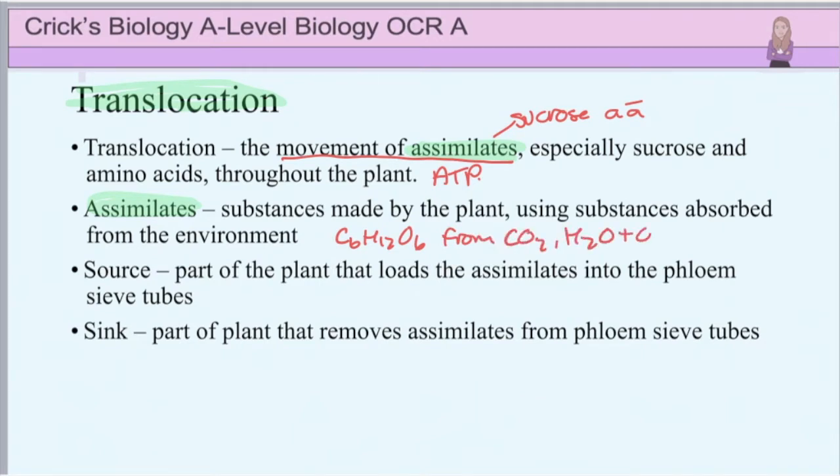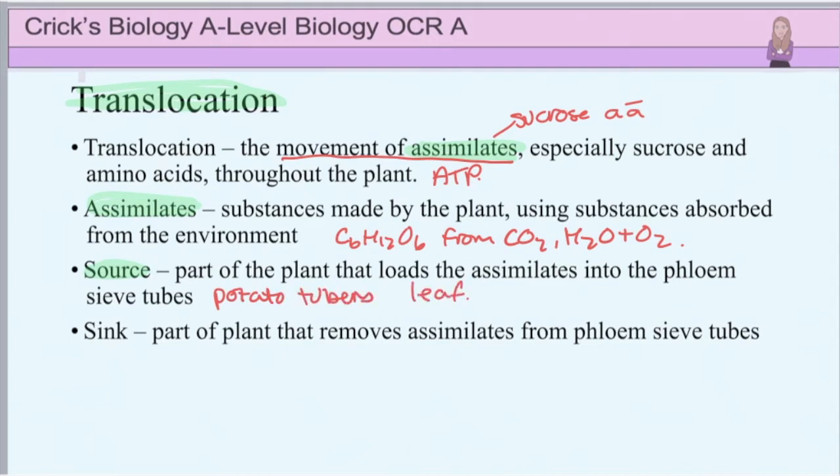The assimilates are loaded into the phloem sieve tubes at the source. A source is any part of the plant that loads sucrose into the sieve tubes. This could be potato tubers loading it in the roots in spring to allow the plant to grow, or the leaf which has made glucose by photosynthesis.